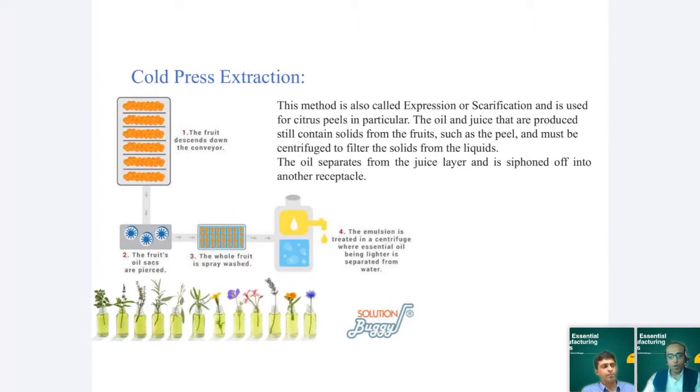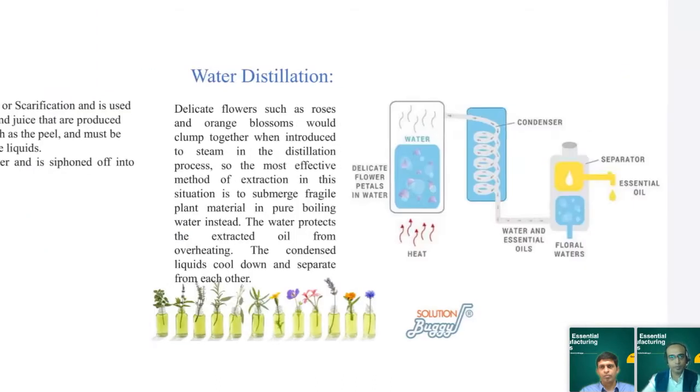There is another process, which is cold press extraction, used in oil manufacturing and other food related oils manufacturing. It is mainly used for essential oil from citrus fruits, where the expression or scarification of citrus is done using high pressure, and the emulsion is treated with a centrifuge, where the juice content and the oil content separate out, and limonene, which is a citrus oil, can be collected, and the juice can be used to manufacture pulp, puree, juice, or other products. So this is the cold press extraction process.